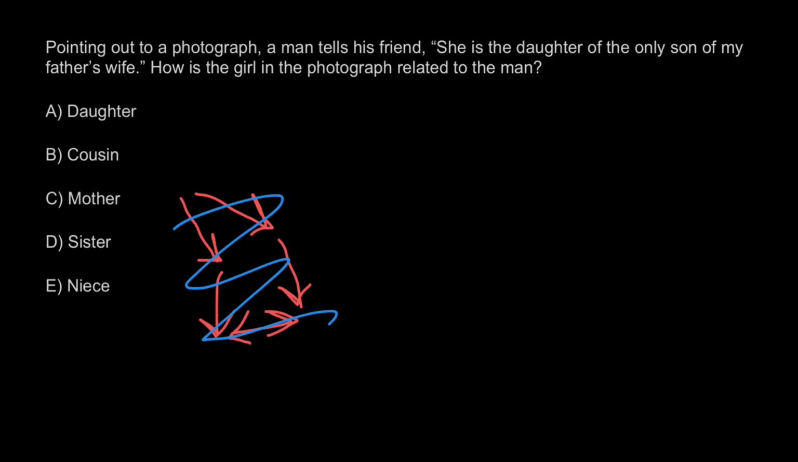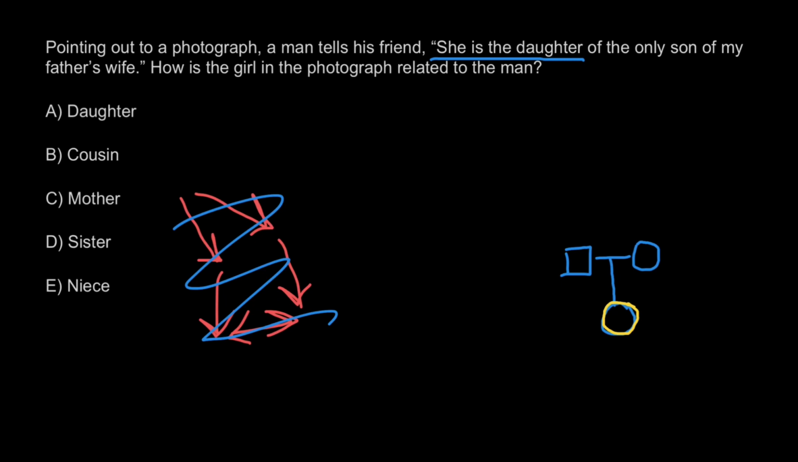So let's start with the statement that she is a daughter. That means that we're talking about a female, and in order to be a daughter, this girl should have parents, father and mother. Let's also change the color because we are going to concentrate on this person. And let's analyze the rest of the sentence: the only son of my father's wife.